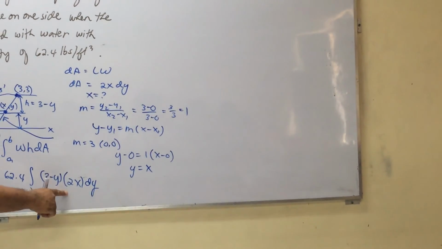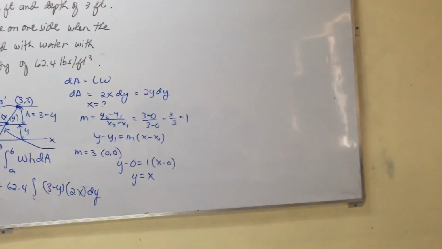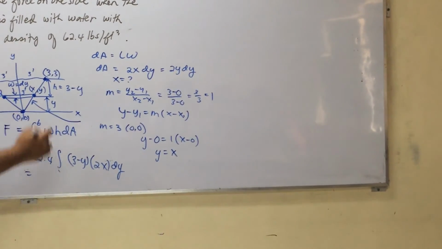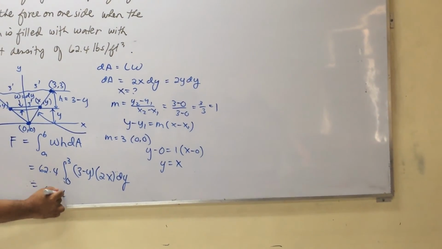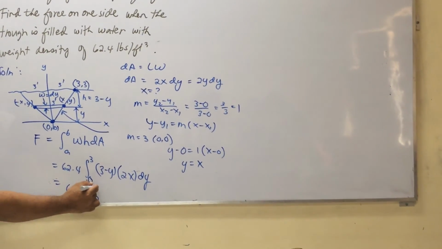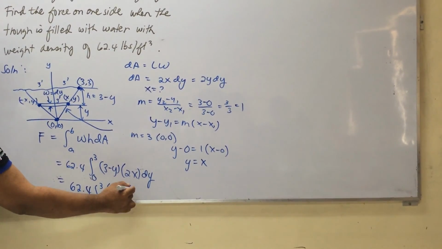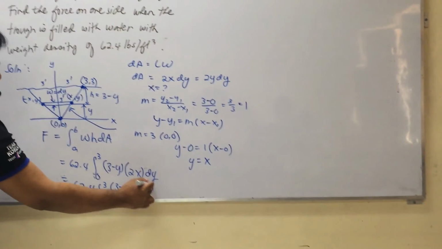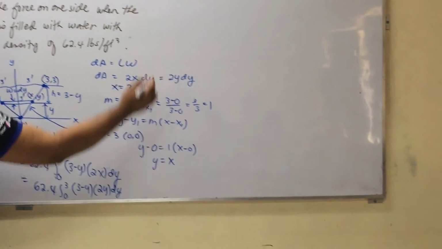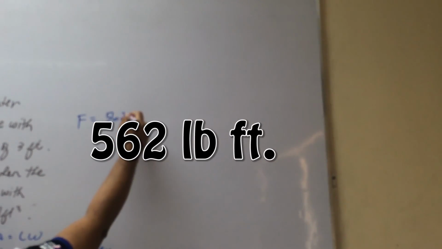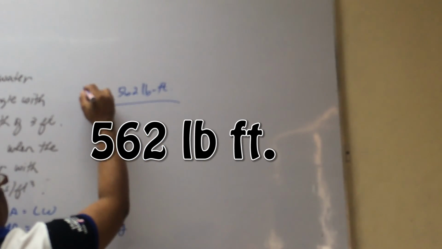Let us now replace x by y. Therefore, this is now 2y dy. So what are the limits? The limits will be from 0 to 3. So that we have now 62.4 times the integral of (3 minus y) times 2y dy from 0 to 3. Computing now for the force, it is equal to 62 pounds-feet.